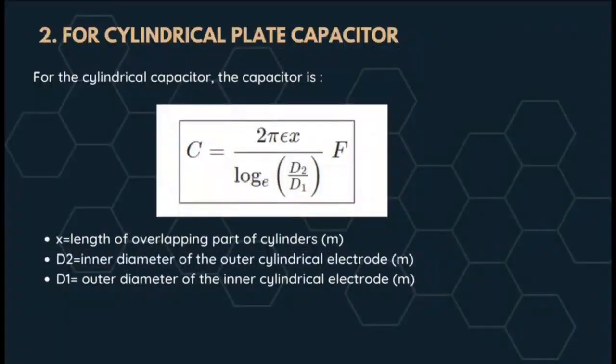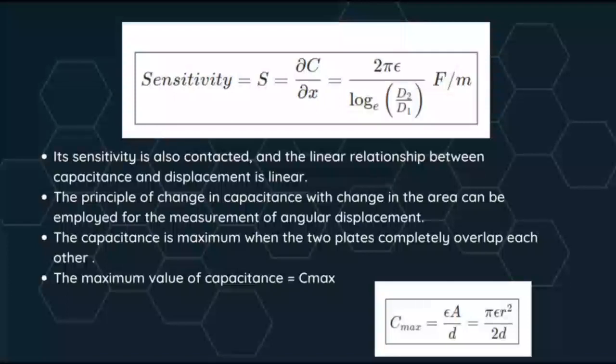Cylindrical plate capacitor. For the cylindrical capacitor, the capacitance C equals 2 pi times permittivity times the length of the overlapping part of the cylinders, divided by log e of the bracket D2, the inner diameter of the outer cylindrical electrode, divided by D1, the outer diameter of the inner cylindrical electrode, close bracket. For the last answer, the unit should be in farad. Its sensitivity is also constant, and the relationship between capacitance and displacement is linear.